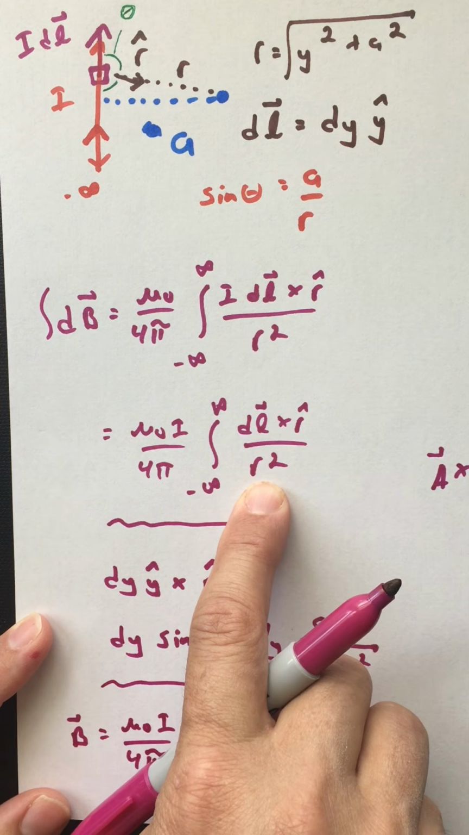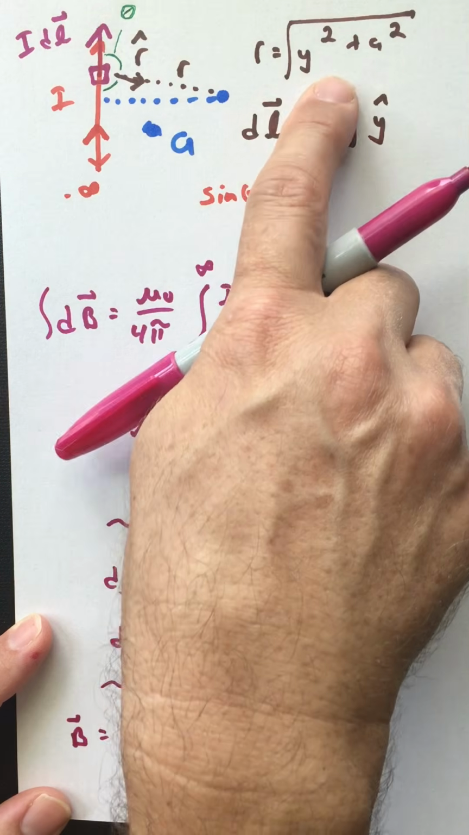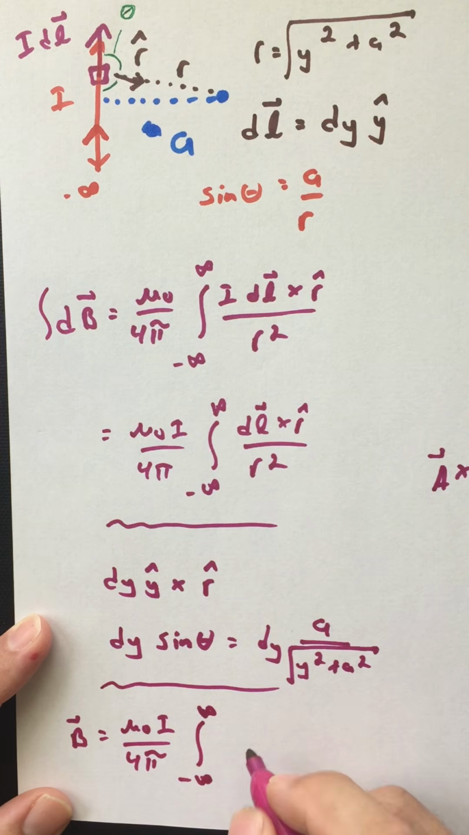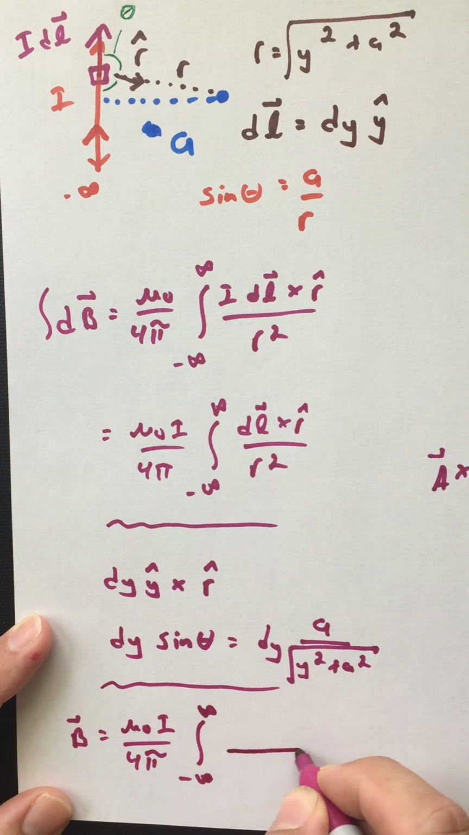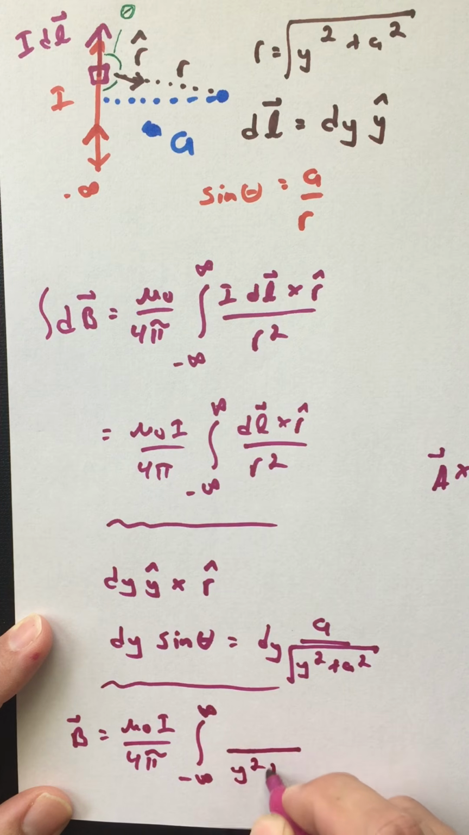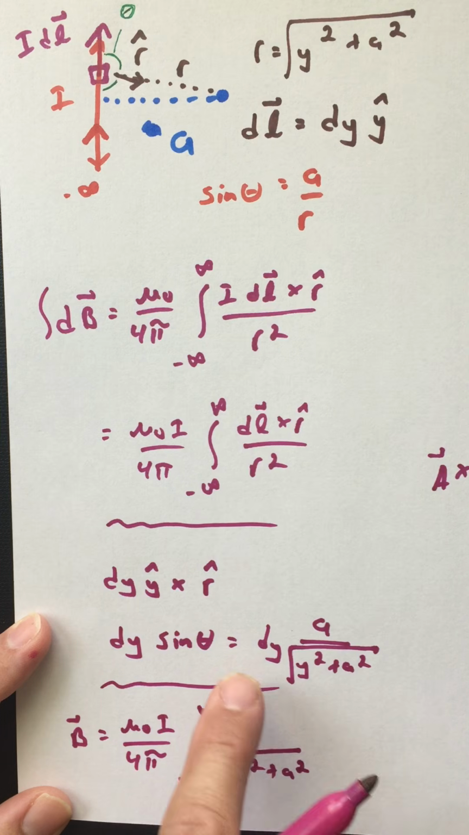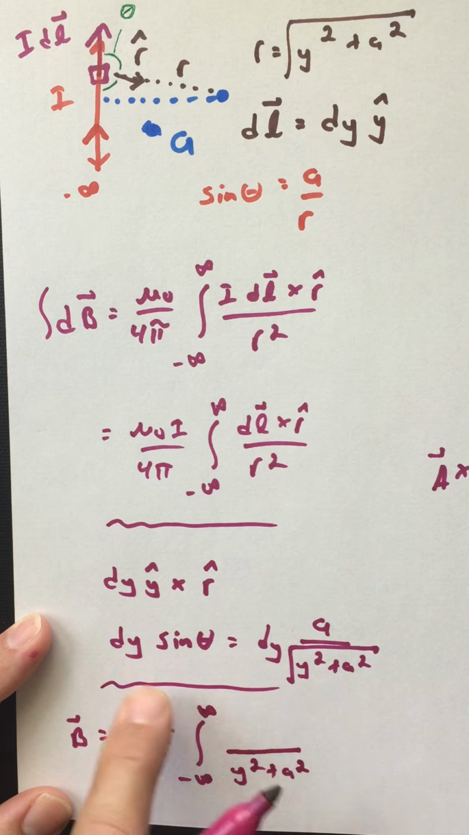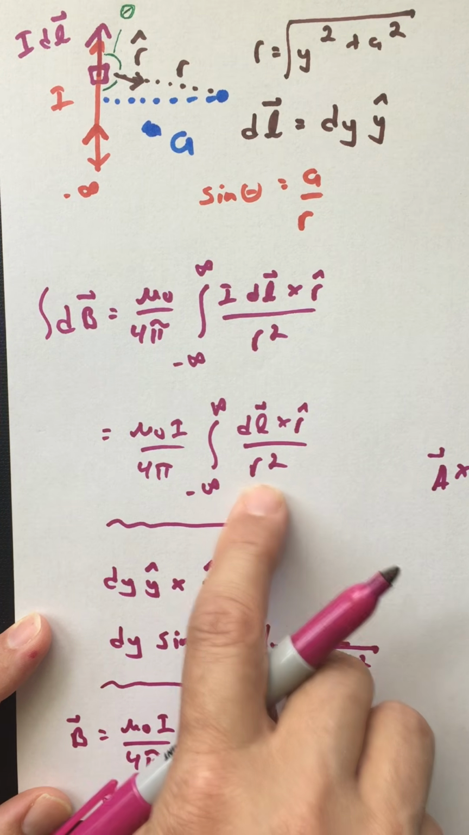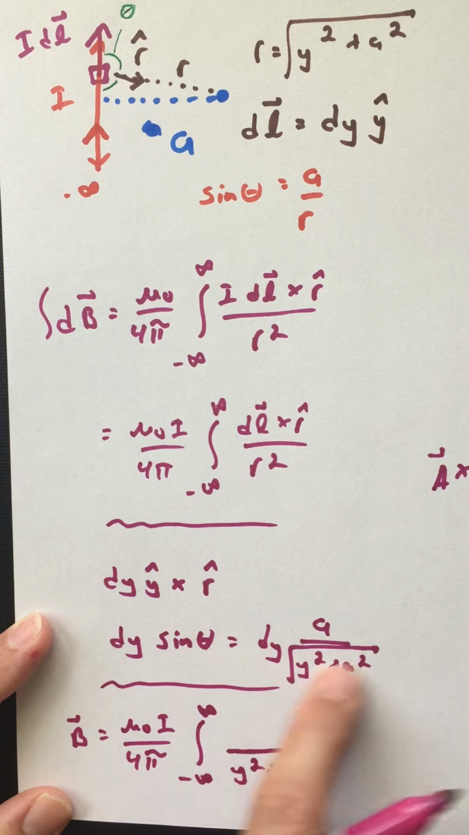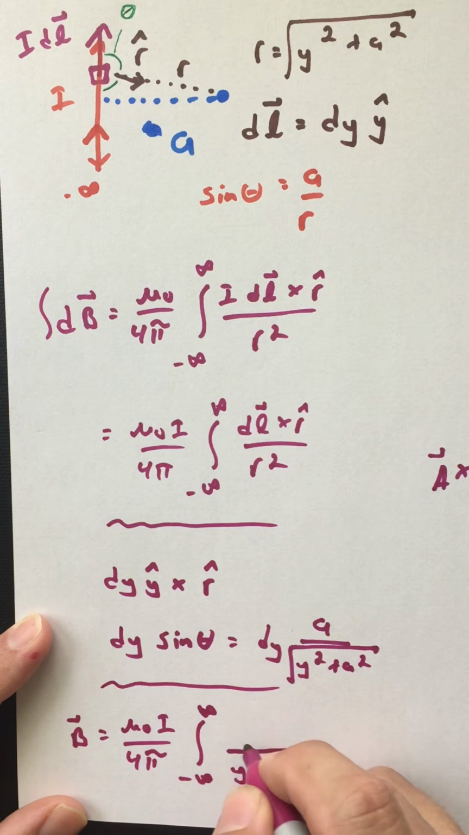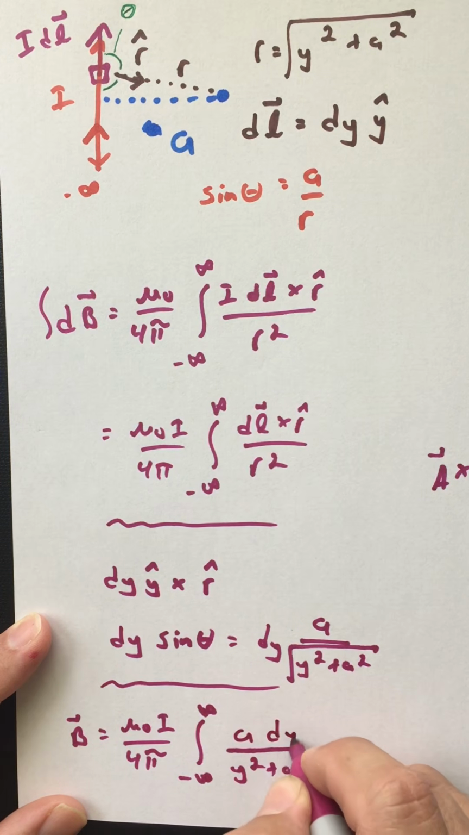And I'm going to have this 1 over r squared, which I will write as this term squared, just y squared plus a squared. So I'm going to get here y squared plus a squared. And then I have dy, a over the square root of y squared plus a squared. This is the cross product. So this is 1 over r squared from here. This is the cross product dl cross r hat. I can write that up here. I'm going to get a times dy.